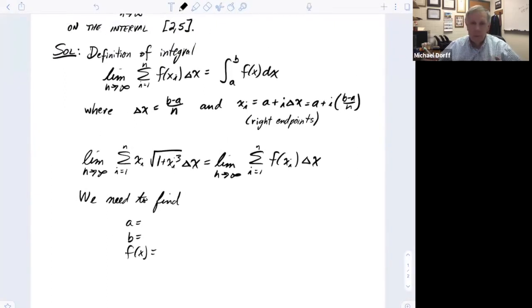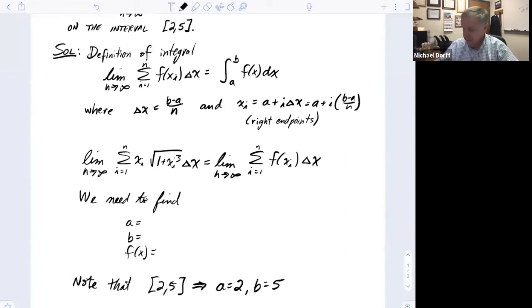Now, we're given the interval, so that's really helpful. We note that we're given the interval 2 to 5. Well, how does that help us? Well, this implies that a is the first point of the interval and b is the second point. So we know then that a is 2 and b is 5.